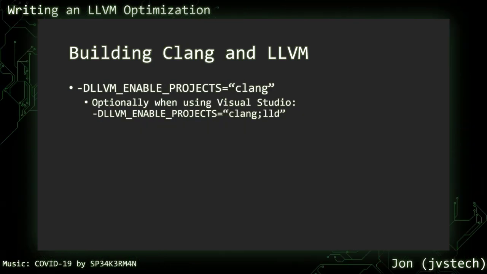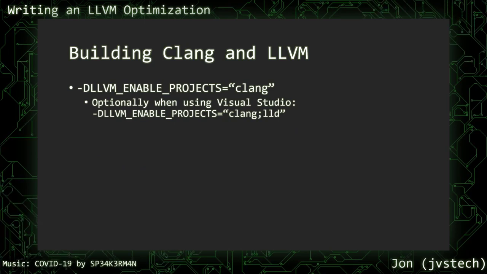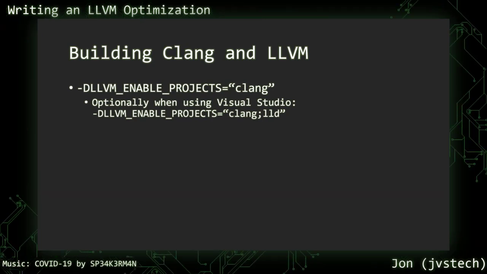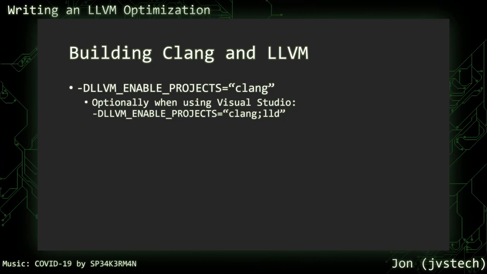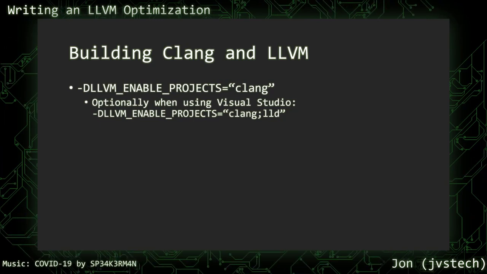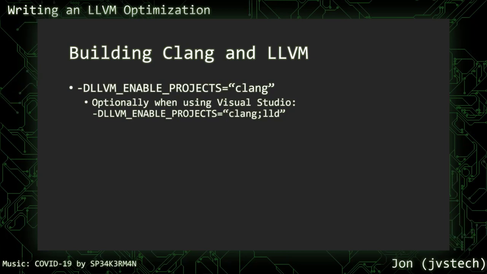There are some CMake variables you'll want to set for your build configuration step. The first one is the LLVM enable projects variable. This is a semicolon separated list of source directories that should be built along with LLVM. Just their names, not their full paths. At a minimum, you'll want to set this to be Clang. As I said earlier, if you're using Visual Studio on Windows, you can optionally enable the LLD project, so you can use it as your linker. If you want to try using your pass during link time optimization, which isn't something I'll be getting into in this video, you'll need to build LLD regardless of your operating system.